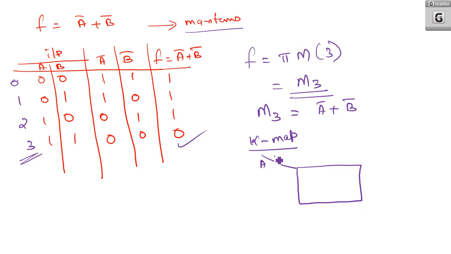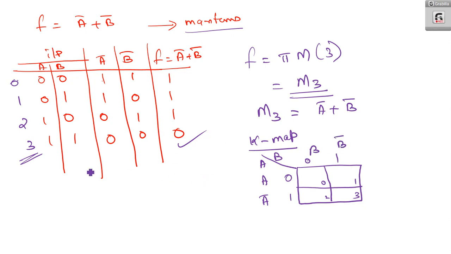A, B, 0, 1, 0, 1, 0, 1, 2, and 3. This is A and this is A bar. And again, here what happens, this is B and this is B bar.